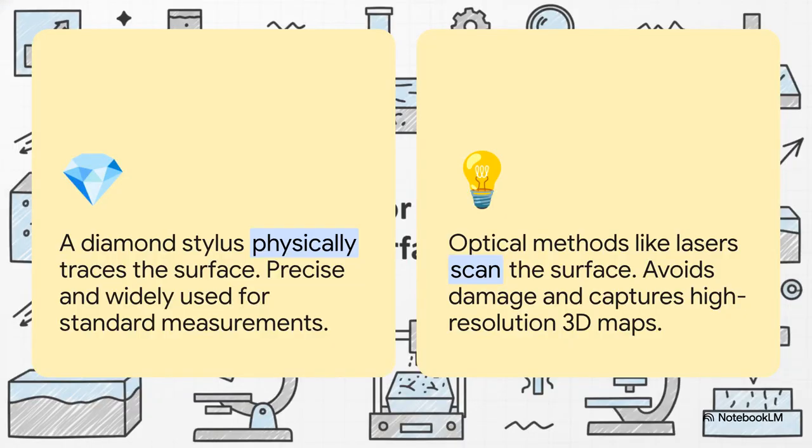So, how do we actually measure this? Well, there are two main ways. The first one is the contact method. This works kind of like a tiny record player, where a diamond stylus physically traces the surface. Then you've got the non-contact methods. These are super cool. They use lasers or light to create a detailed 3D map without ever touching the material. It's absolutely perfect for delicate surfaces.